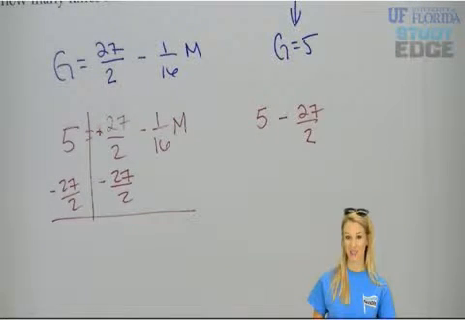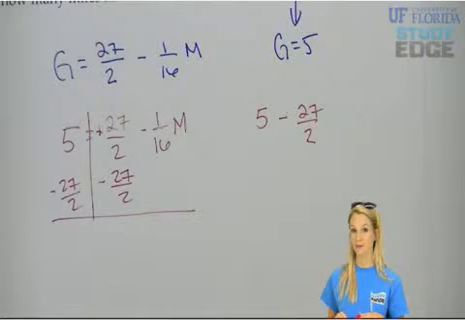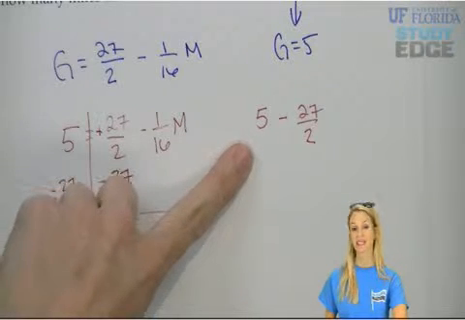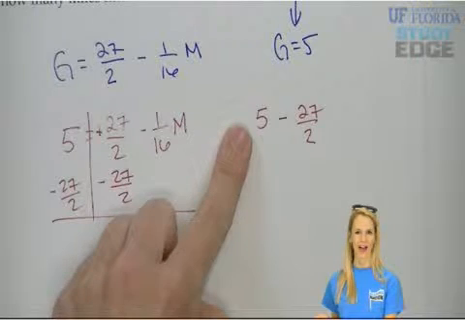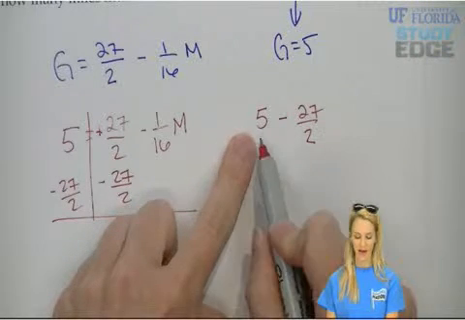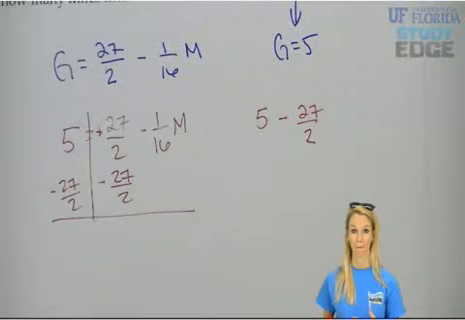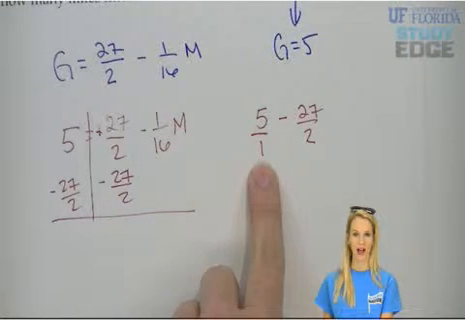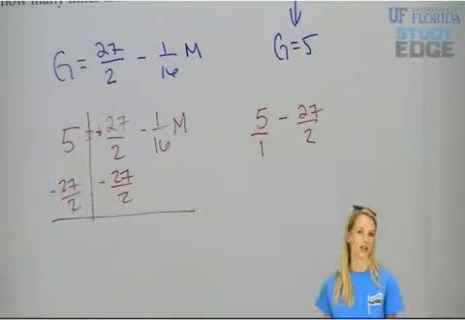Well, when we're subtracting fractions, what do we need to do? We need to make sure that they have a common what? Denominator. The number in the bottom of the fraction needs to be the same for both of them. Now you're saying 5 is not a fraction, but we can make 5 a fraction, right? How do we do that? 5 is the same thing as 5 divided by what? 5 divided by 1. What's 5 divided by 1? It's just 5. It's just another way of writing it.